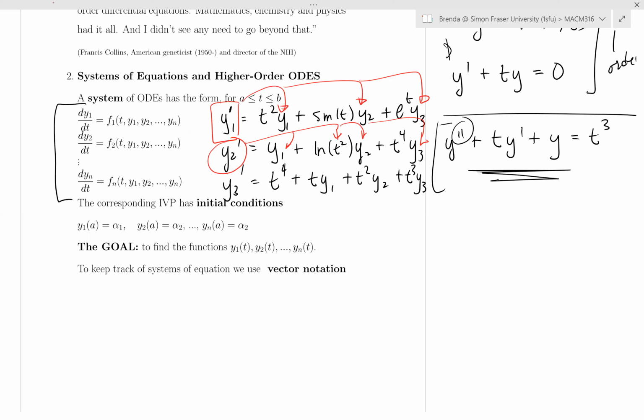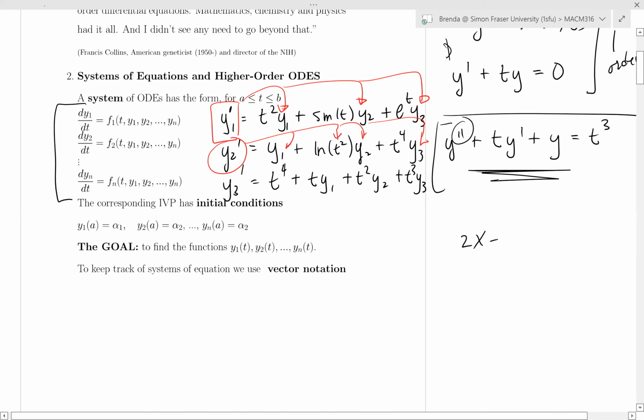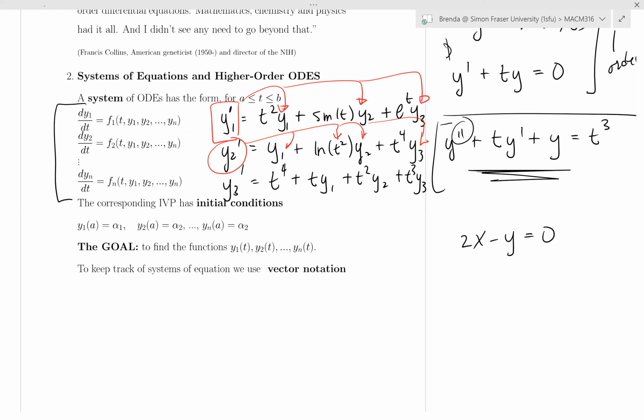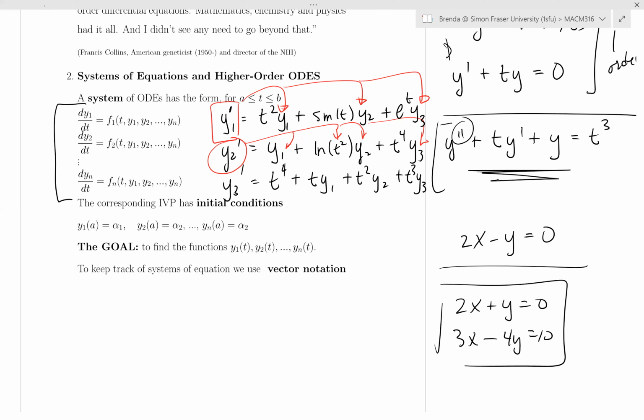This is the same idea as before. Before, we had one differential equation, and now we have a system of n differential equations, with n unknown functions plus the independent variable.